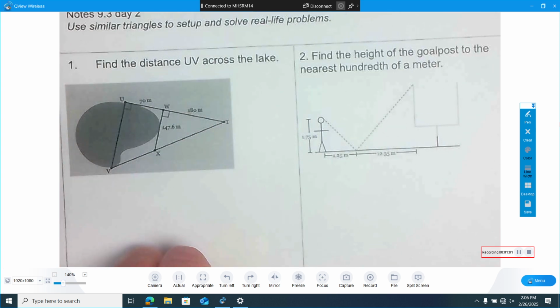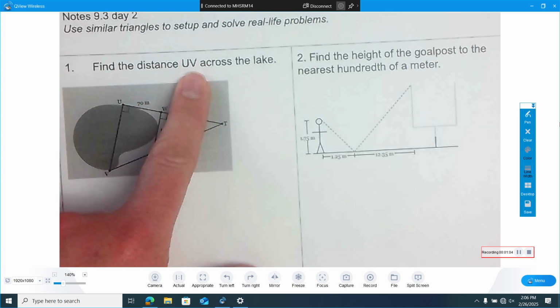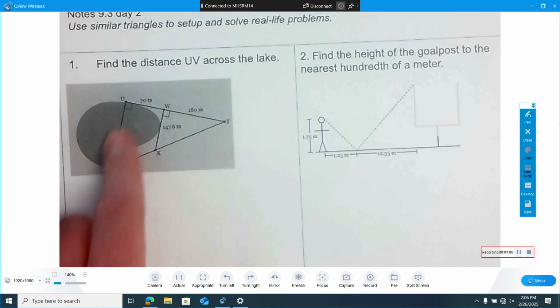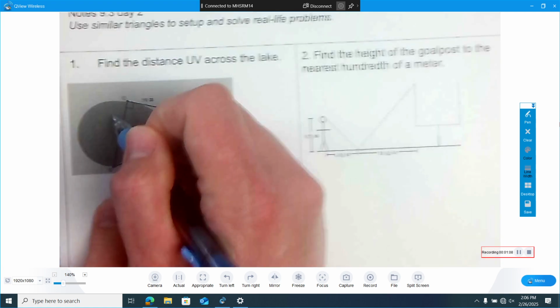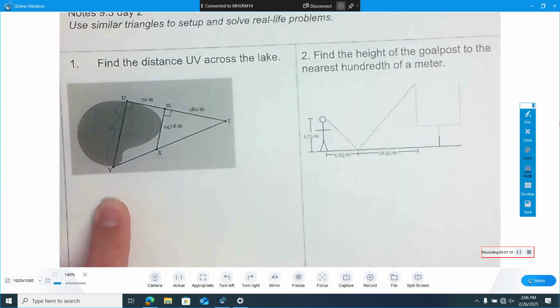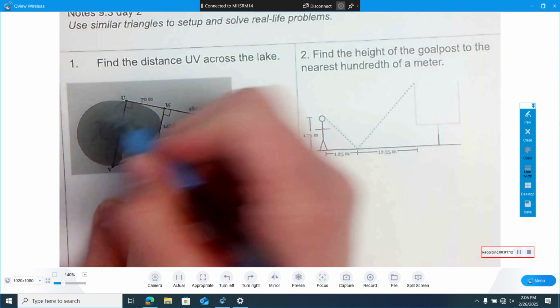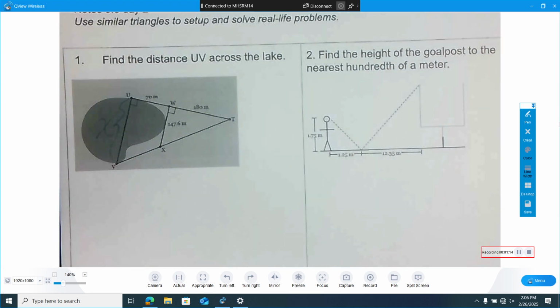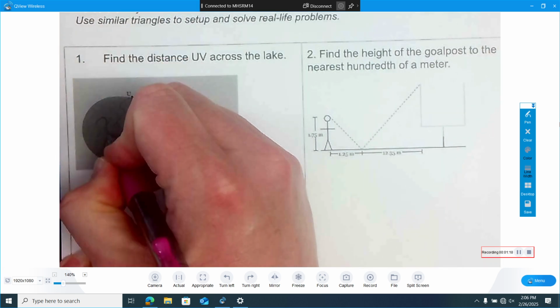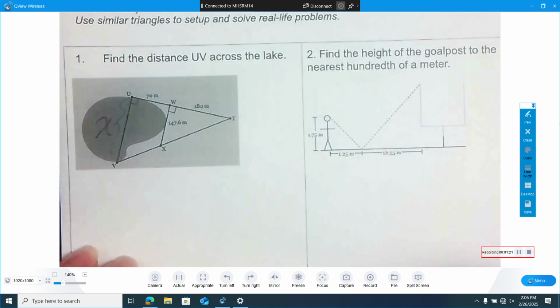So on this number one, we want to find the distance UV from U to V across the lake. If I don't know what this distance is, what should I call it? X, sure, let's call it X. Oh, you can't really see that, can you? Here, let me try pink. Maybe pink will work better. So there's our distance X across the lake.